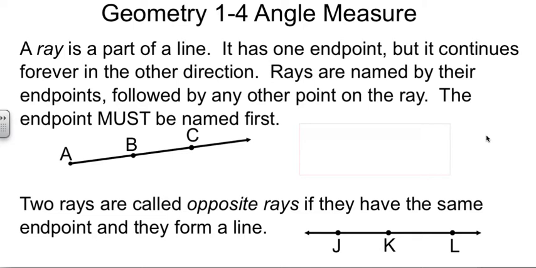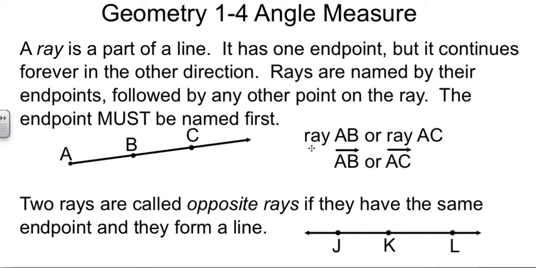The way we name a ray is to name the endpoint first and then name some other point that's on that ray. So we have a convenient ray right here. The end of it is A, so we'll name A first. We can name this ray AB with the word ray, or the ray symbol, which is just an arrow with one arrowhead on it. Or ray AC, because C is also on that ray. Notice the endpoint is first. It says start at A and go through C.